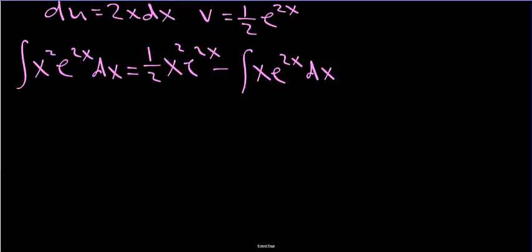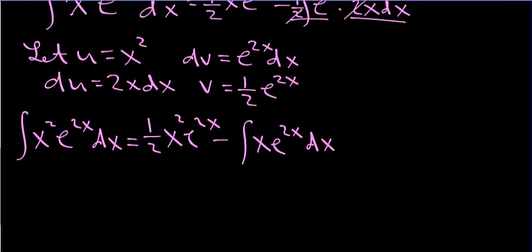Look at that. That's what we have right now, right? We went from this over here to this one. Now we still have a mixed type of situation here, right? We have x e to the 2x. So we don't know how to integrate that either, right? I mean, we're going to have to use integration by parts again, right?